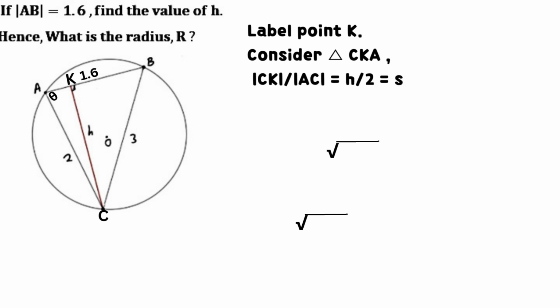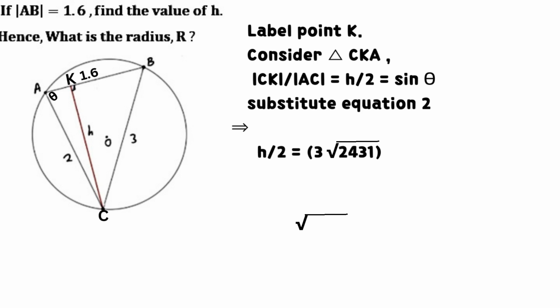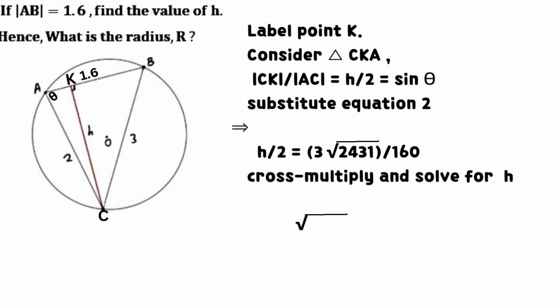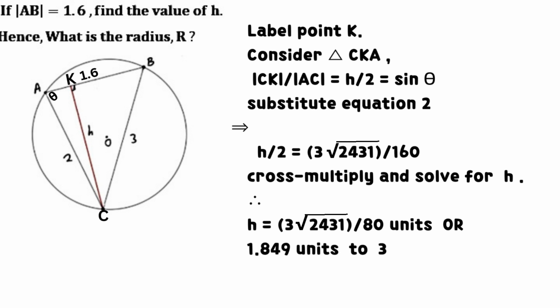Label point K. Consider triangle CKA. Line CK divided by line AC equals half of h, which equals sine theta. Substitute equation 2. It follows that h divided by 2 equals the product of 3 and the square root of 2431, all divided by 160. Cross multiply and solve for h.